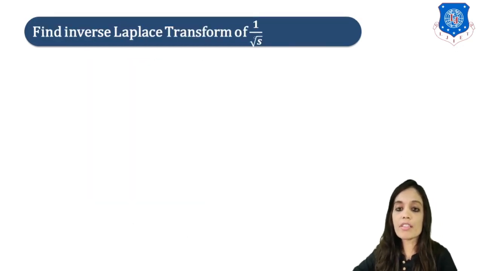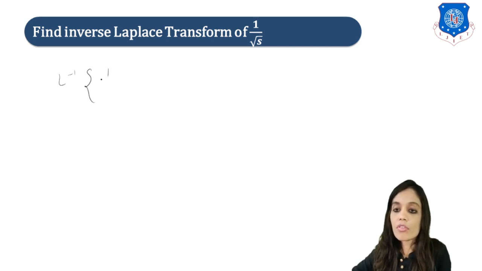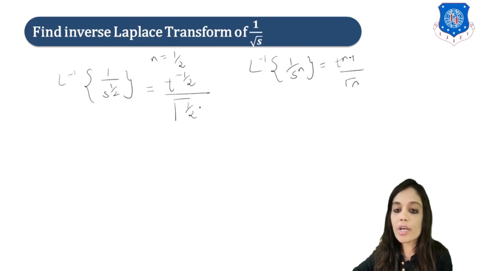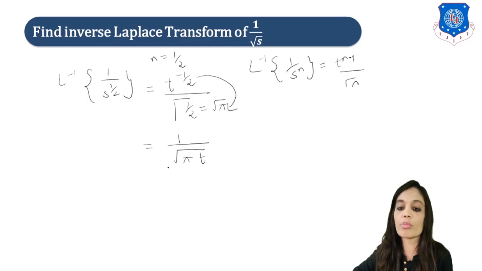We have to find Laplace inverse of 1 upon s raised to half. Here you can see n is 1 by 2. We all know the formula of Laplace inverse of 1 upon s raised to n. It is t raised to n minus 1 upon gamma n. So here the answer will be t raised to minus half upon gamma half, putting n as half. We all know the value of gamma half. It will be square root pi. So your final answer is 1 upon root pi t. You can bring this in the denominator.